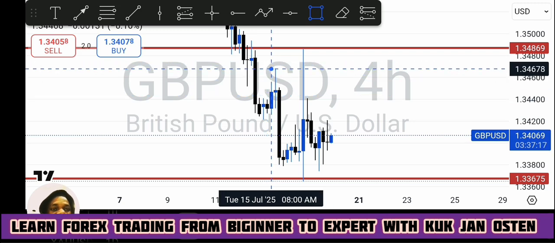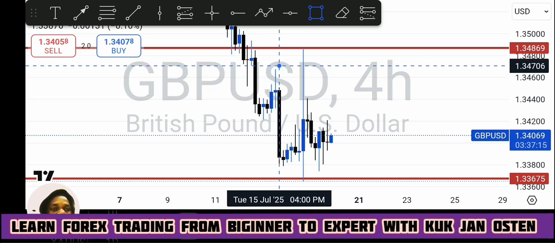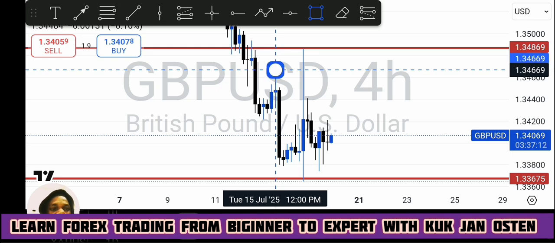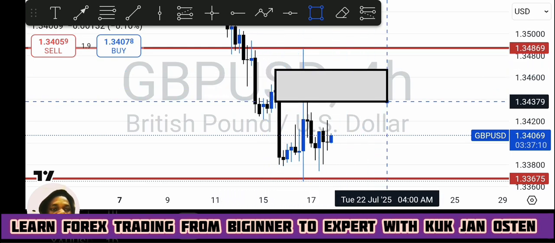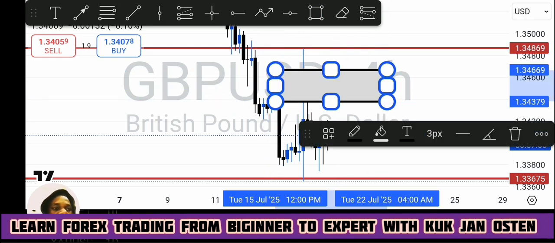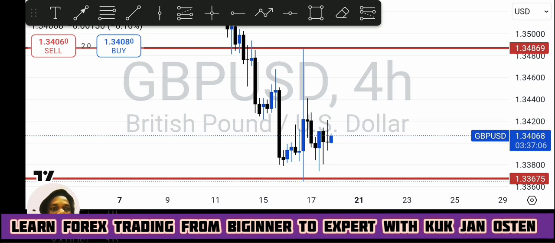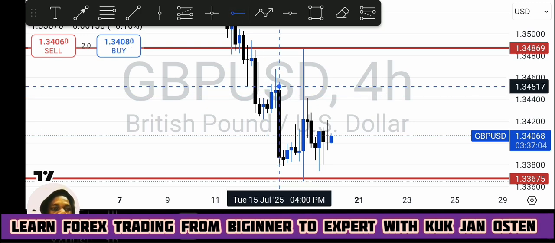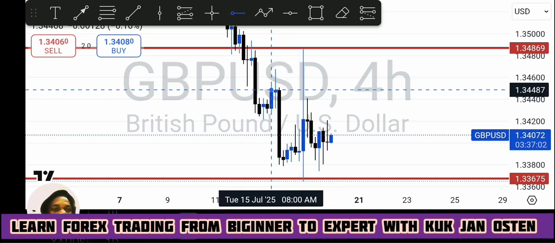If we are to buy, our first target will be there, and if we are to sell, our first target will be around here. Okay guys, so we have marked out the zones. These are our valid zones as day traders.